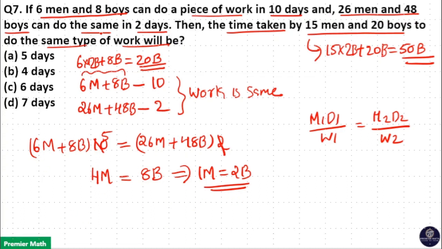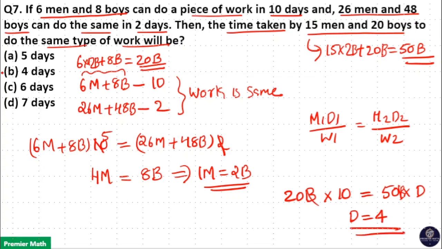Then as per the question, 20 boys can do a job in 10 days. Then our question is, in how many days 50 boys can do the same job? That is, 20 boys can do a job in 10 days. Then 50 boys can do the same job in how many days? So B cancel. Now 200 by 50 is equal to 4. So number of days taken by this 50 boys to complete this job is 4 days. So option B is your answer. So D is equal to 4 here.